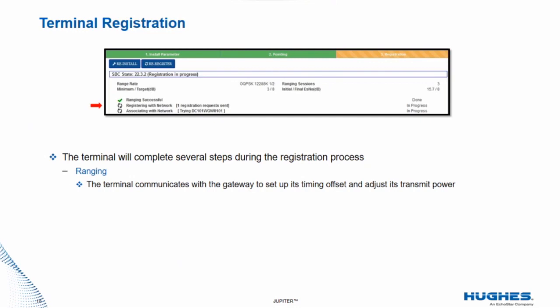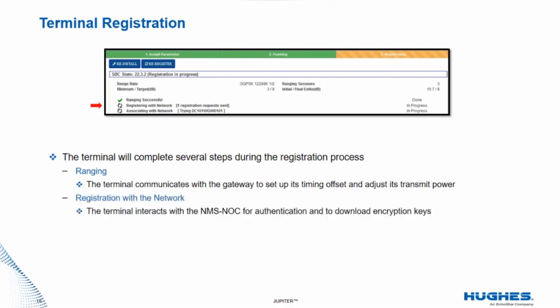First is the ranging process. During the ranging process, the terminal will communicate with the gateway to set up its timing offset and adjust its transmit power. Second is the registration process. During the registration process, the terminal interacts with the central network management system for authentication and encryption keys.